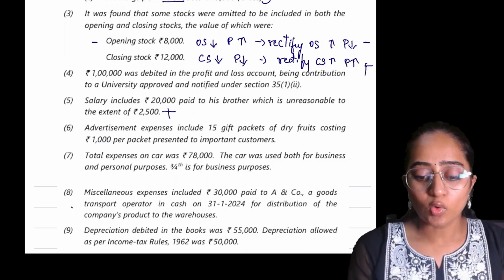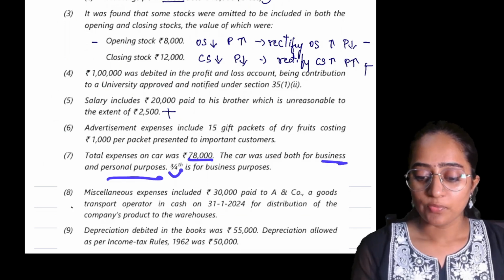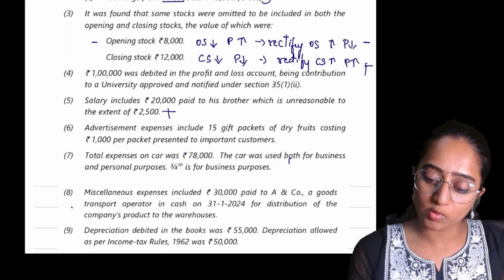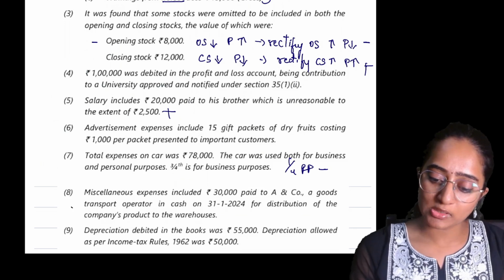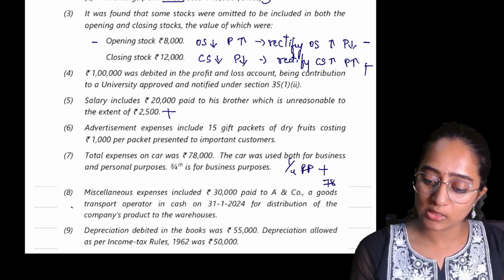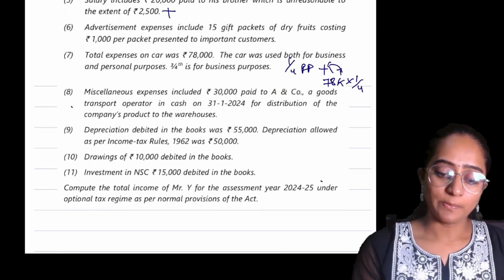Clear? Total expenses of car is 78,000. The car was used for both business and personal purposes. 3/4 is the business purpose, which means 1/4 is personal purpose. If it is personal purpose, you are going to disallow. If it is disallowed, 78,000 multiplied by 1/4, whatever amount you get, you are going to add it to your PGBP. Clear?